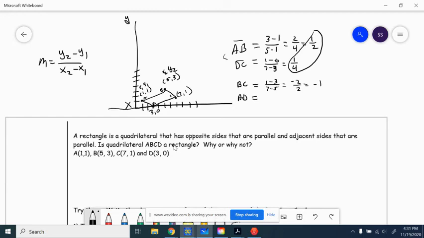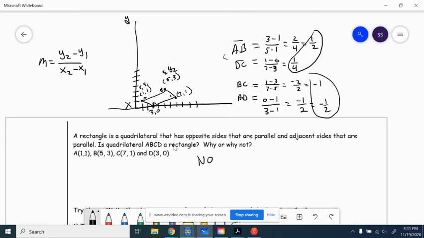And AD we'll do the same thing. So 0 minus 1 over 3 minus 1. And we get -1 over 2, which is -1/2. These are also not the same. So yeah, this is definitely not a parallelogram.